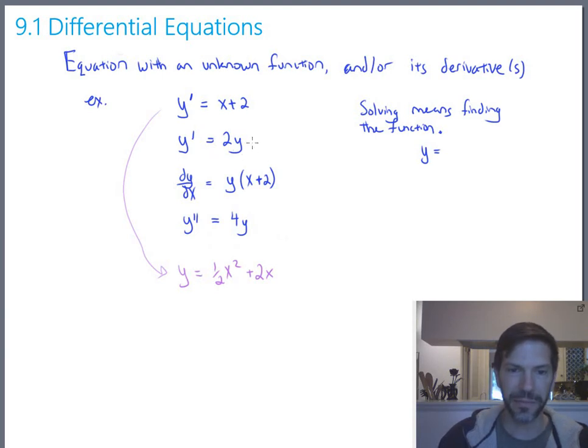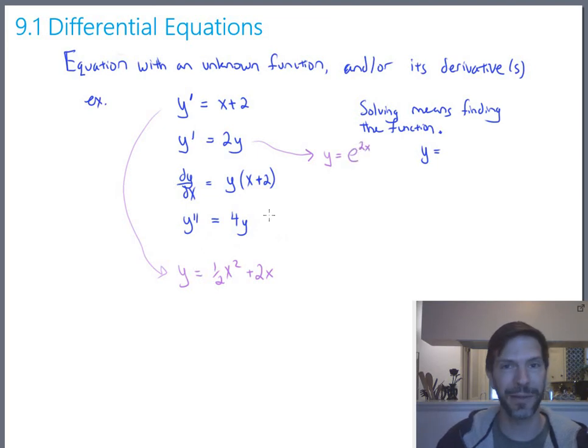The second one, where the derivative of the function is equal to 2 times the function, consider, and I don't expect you to be able to figure this one out necessarily on your own yet, we're just checking to see if I tell you the answer, if you can see that it's the answer. So consider y equals e to the 2x. Is that what you were thinking? Maybe, maybe not. Let's see if it solves the original differential equation, though. Does it actually work?